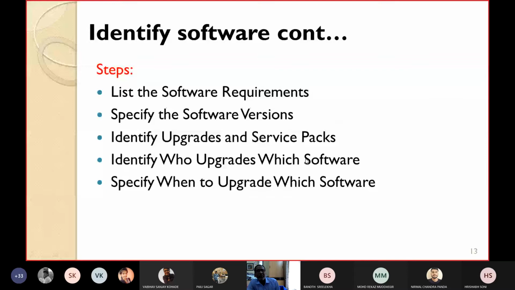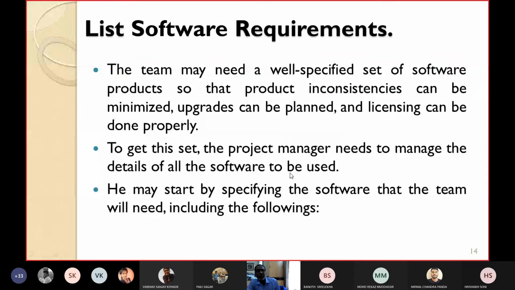I will not go into detail. If you go into detail, it will be worrying, so you can read it yourself. The software development team may need a well-specified set of software products so that product inconsistency can be minimized, the different upgrades can be planned, and licensing of the software can also be done properly. So as a team lead, you need a well-specified set of software products.